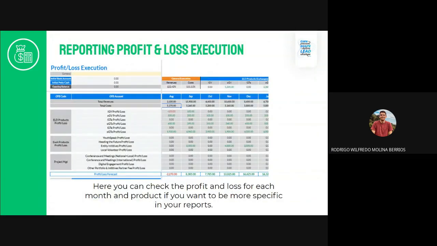And for reporting profit and loss execution, you can use the profit and loss tab, where it shows you the profit and loss per product, or also the total profit and loss of the month, and you can check if you were in profit or if you were in loss.